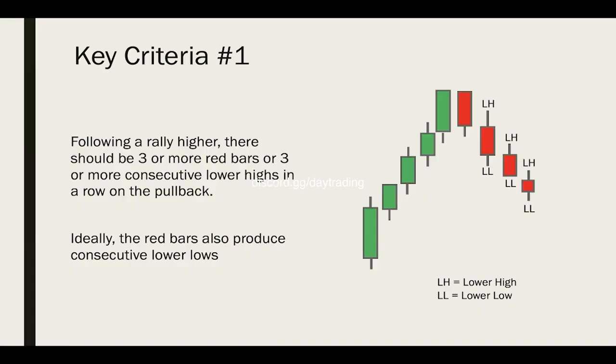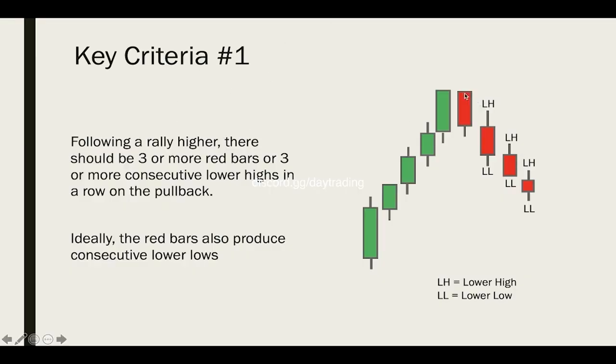So let's go over some key criteria for the buy setup. And ultimately, the buy setup, really, we're buying after a pullback, right? So following a rally higher, right, you want to have 3 or more consecutive red bars in a row. And you want to have 3 or more consecutive lower highs in a row on the pullback, right? So right now, we're trying to analyze the quality of the pullback, right? We want to be looking for specific types of pullbacks when we're analyzing a buy setup, okay?